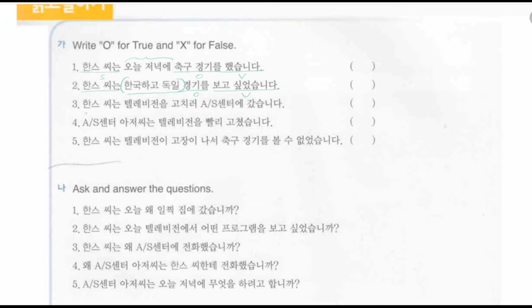자, 3번. 한스 씨는 텔레비전을 고치러 AS 센터에 갔습니다. 자, AS 센터 뭡니까? This is a Konglish, isn't it? It's after service. So they provide additional service after the purchase of the product. So if something's broken, you can go to AS Center. For example, we can call LG AS Center or Samsung AS Center. 자, 그래서 한스 씨는 where's the verb?